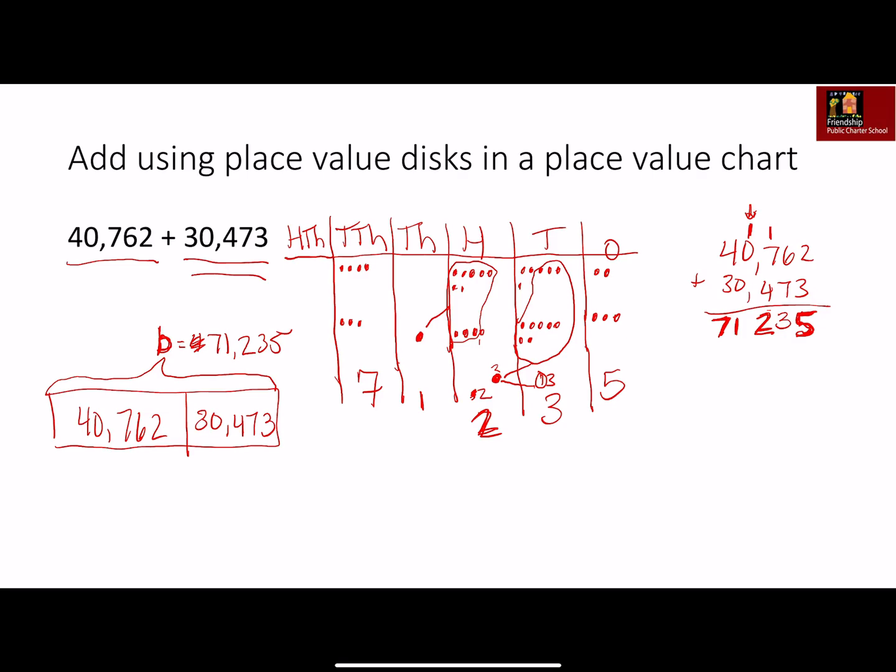Okay. So again, the difficult part is going to be the standard algorithm and making sure that when we have more than 10 of one unit, that we bundle and move, and we show that bundle and move in creating a larger unit, and we make sure that we put that 1 on top to represent that. Okay.